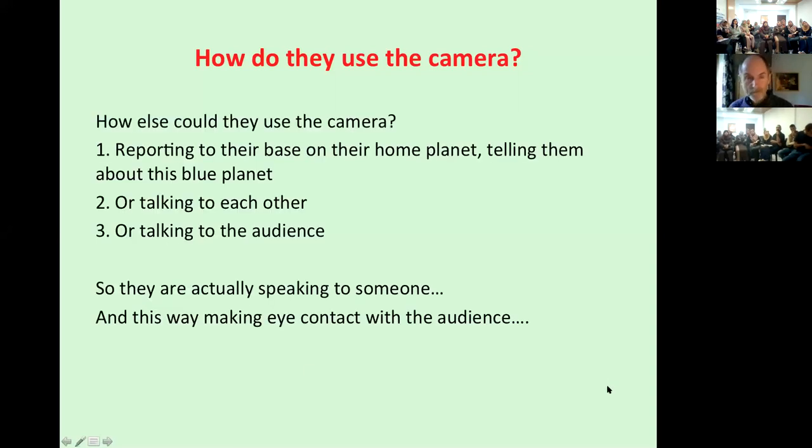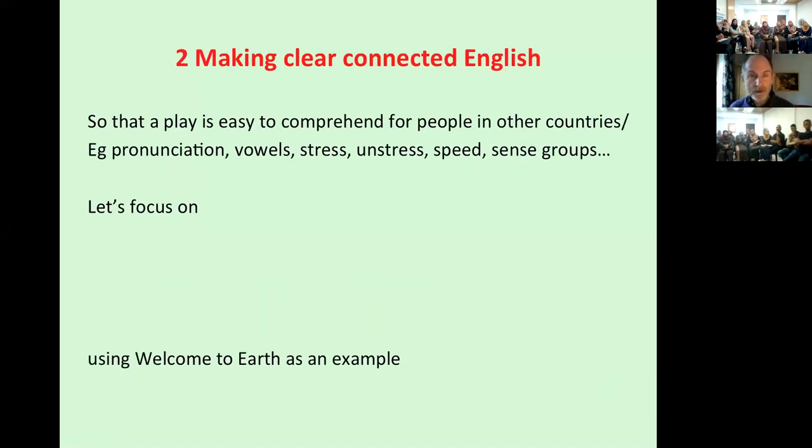And now we've looked at that screen. Let's go on to making clear connected English. So that a play is easy to comprehend for people in other countries, we need to look at pronunciation, vowels, stress and unstress, speed and sense groups. And what I'd like to focus on right now is the sense groups.